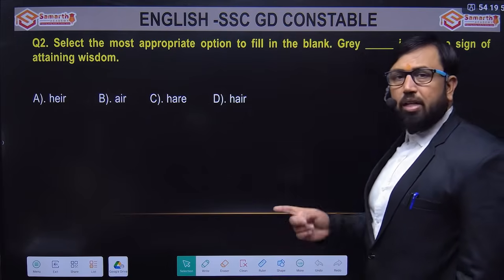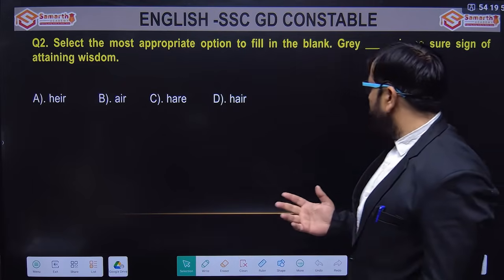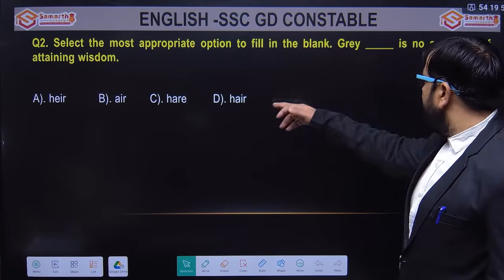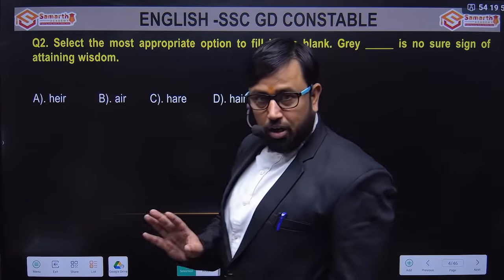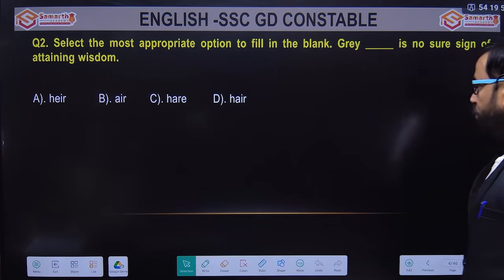And by the way, grey hair means white hair, right? We call white hair, and grey hair means white hair. So grey hair is no sure sign of attaining wisdom. Basically this sentence is trying to convey that hair turning white does not bring wisdom. So D is the right answer.